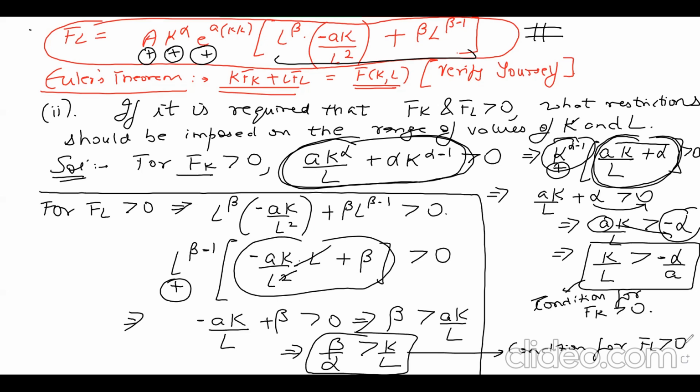So that means my capital to labor ratio should be less than beta by alpha for the marginal product of labor to be positive. So these are the conditions. The students should be very good with solving inequalities. In order to solve these kind of problems, you should be good with the algebra part and inequalities. What we have just done is, we started with the inequality Fk more than 0. We solved it to get K by L more than minus alpha by A. We started with the inequality FL more than 0, and we found out that this is satisfied only when K by L is less than beta by alpha. So hoping all students have understood this.